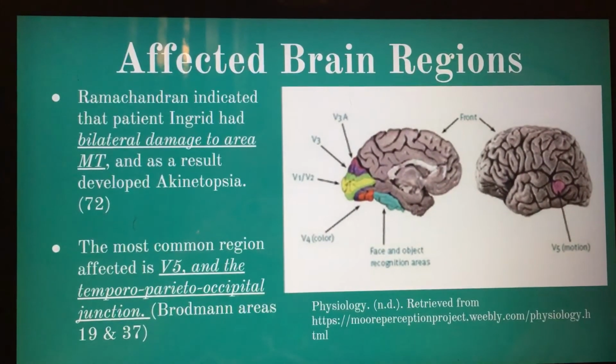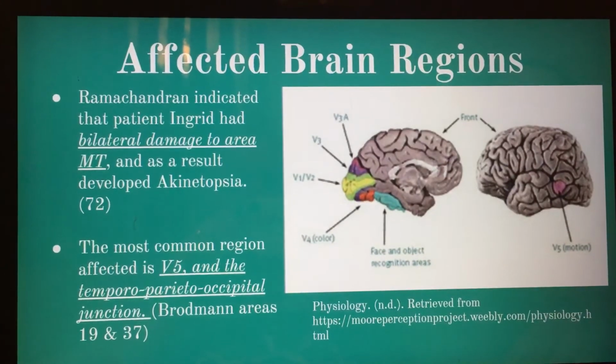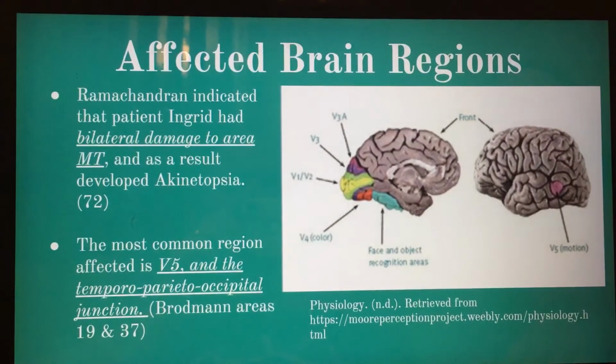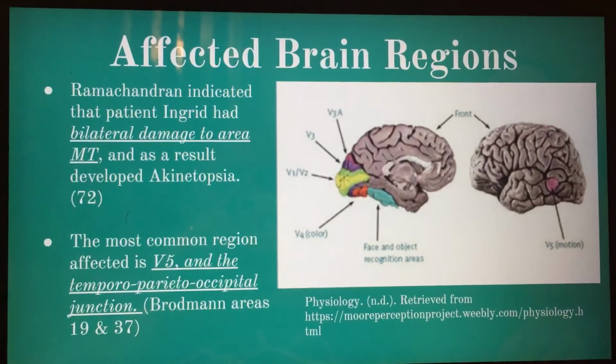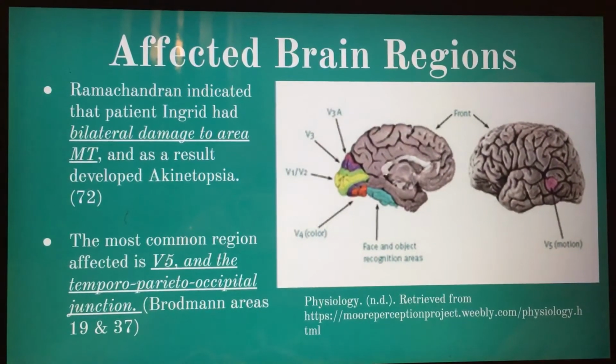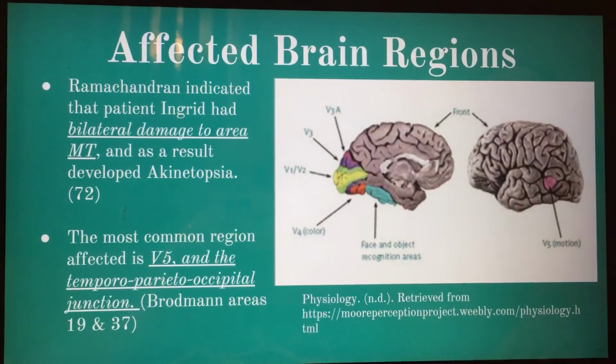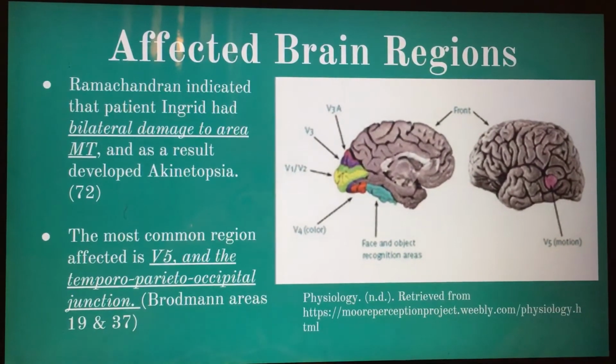Ramachandran indicated that patient Ingrid had bilateral damage to area MT and as a result developed akinetopsia. The most common region affected is V5, or MT, and the temporoparietal occipital junction, which are Brodmann areas 19 and 37.